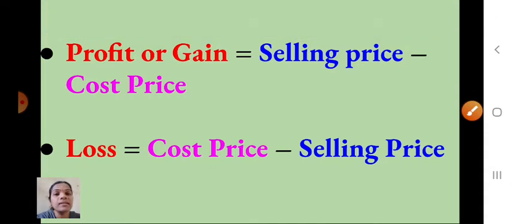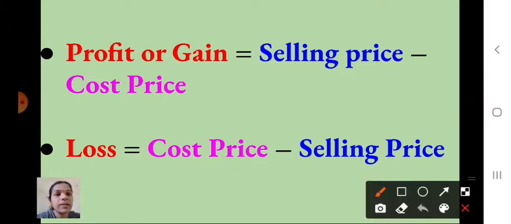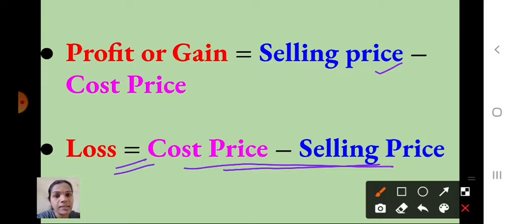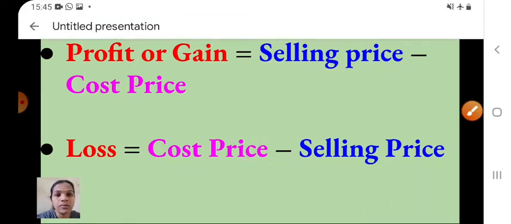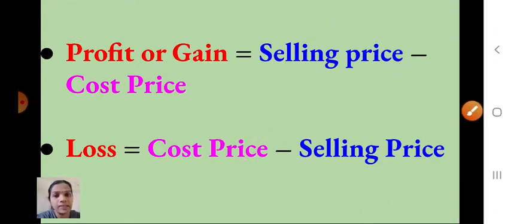Here I have given the formula of profit and loss. Profit means what? Selling price minus cost price. And loss means what? Loss is equal to cost price minus selling price. That means here cost price is more, that means selling price is less than the cost price. I will give you an example here, then it will easily be understood.